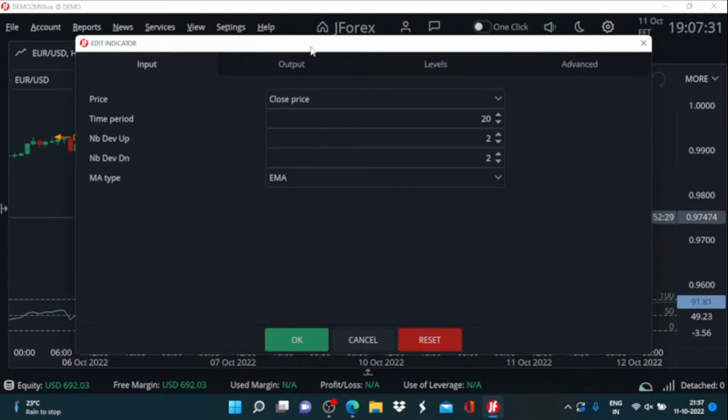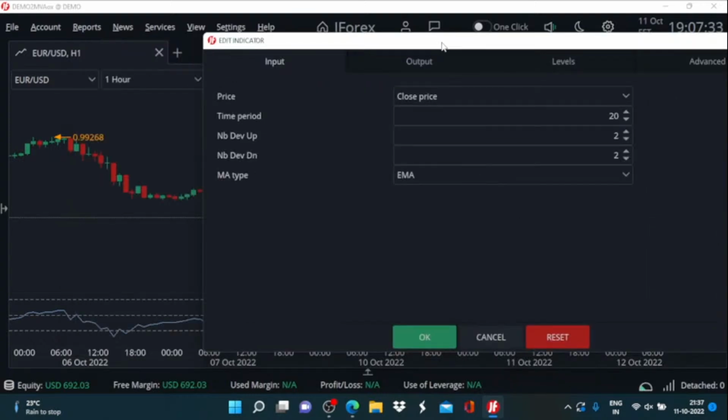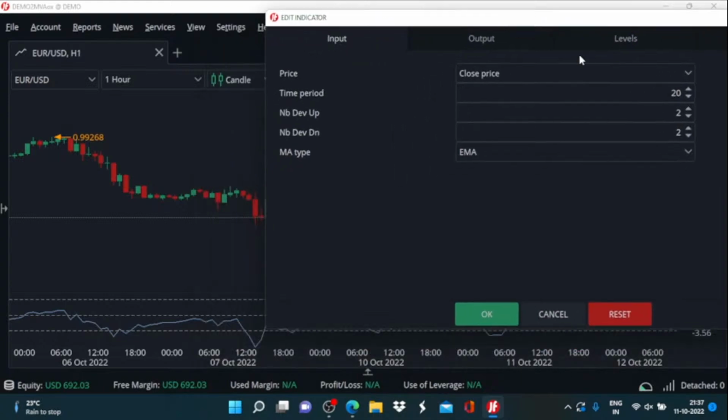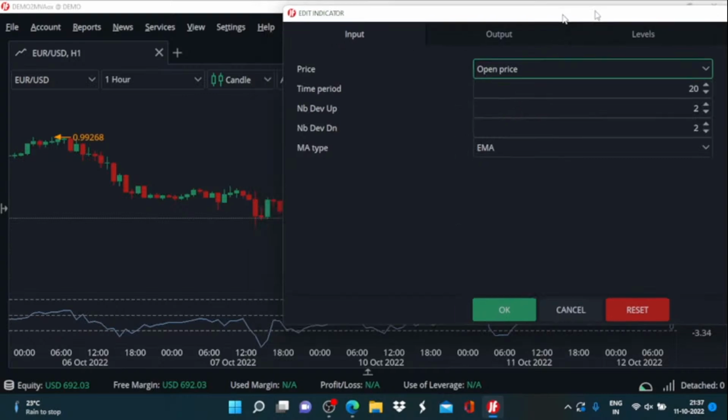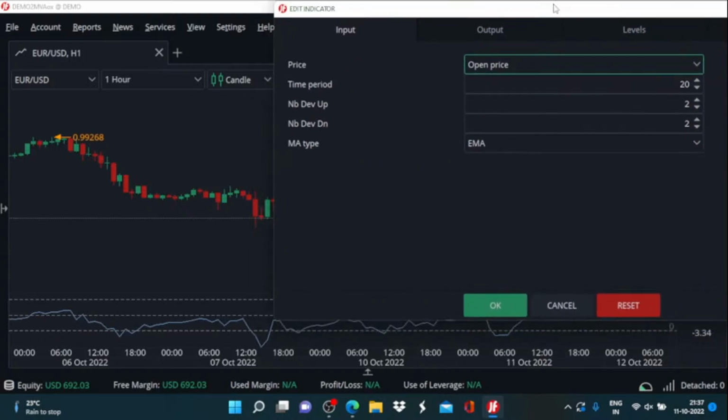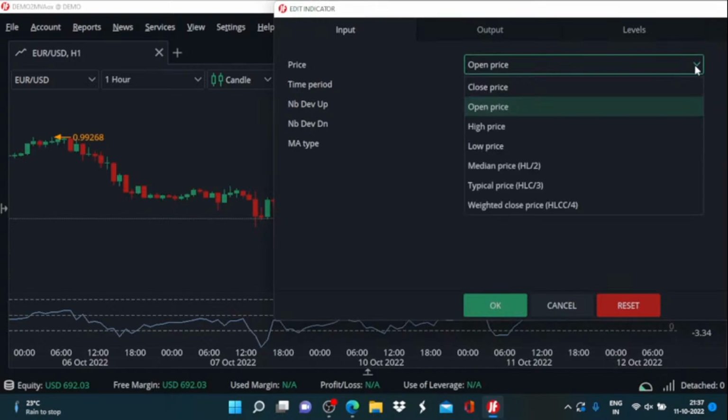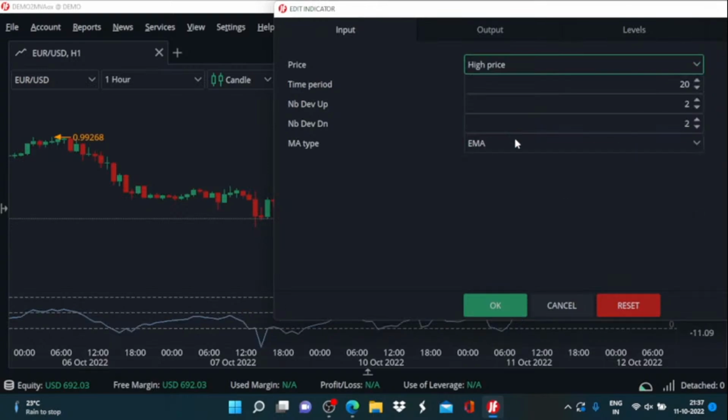Now coming to the input editing options, the applied price can be any of the prices. We get the option to choose these various applied prices. You can go for close price, open price, high price, low price, median price, typical price, weighted close price. So depending on what kind of applied price you are opting for, you will have a difference in the output value of the indicator.